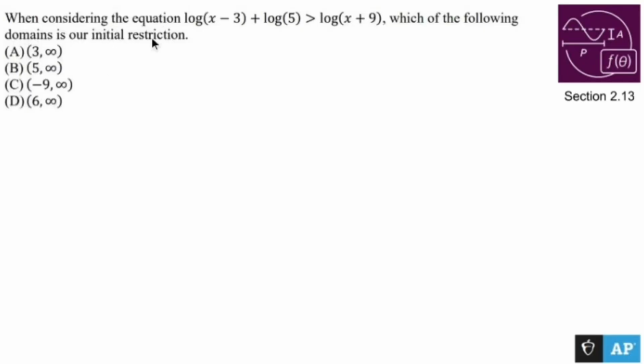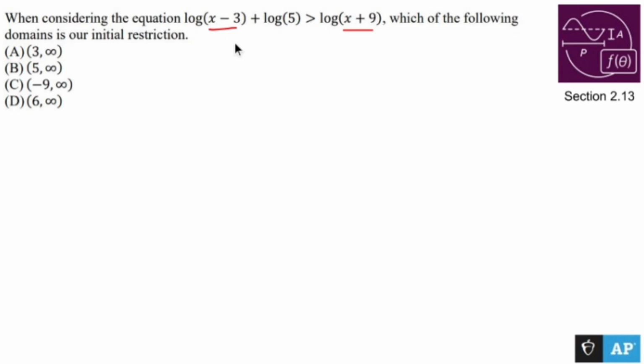When considering the equation log of x minus 3 plus log of 5 is greater than log of x plus 9, which of the following domains is our initial restriction? Basically what that means is if I look at these, there's certain numbers I'm not allowed to plug in. Well, what am I not allowed to plug in? Anything that makes the log argument negative.